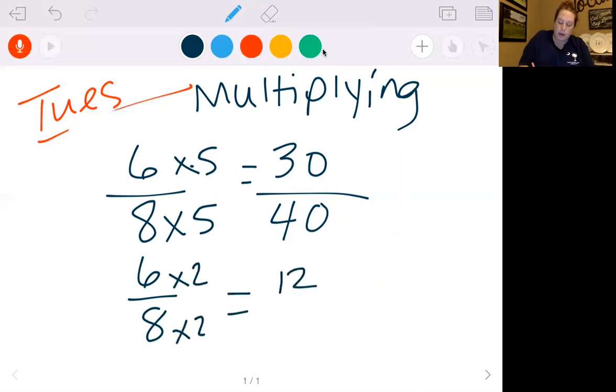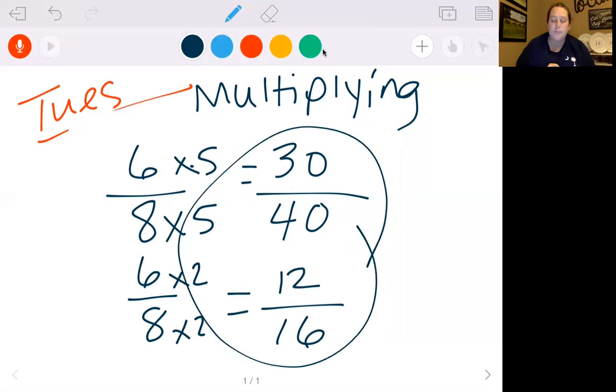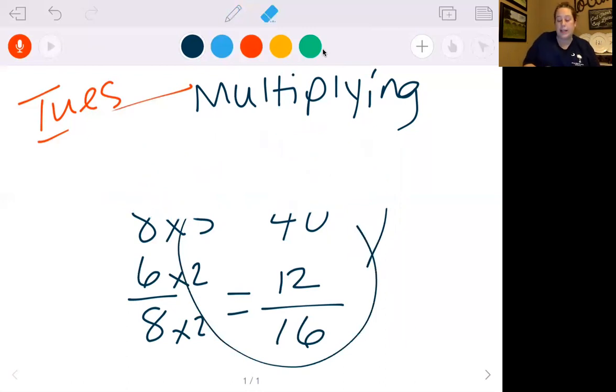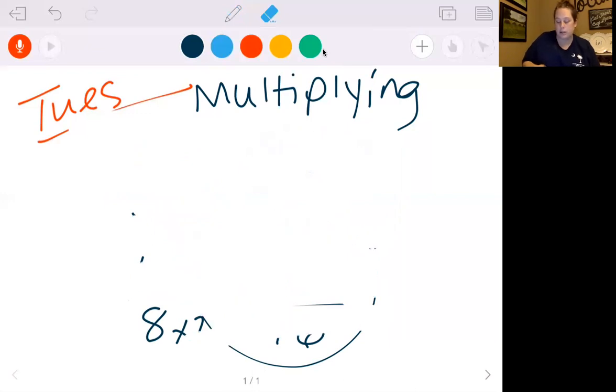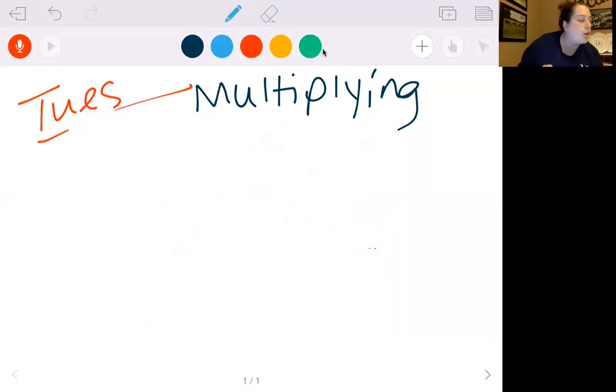6 times 2 is 12. 8 times 2 is 16. All of these are equivalent. Okay. Let's do another one. They're really easy. Don't think too hard on this. Not everybody will have the same answer too. There's a bunch of different answers you can have.